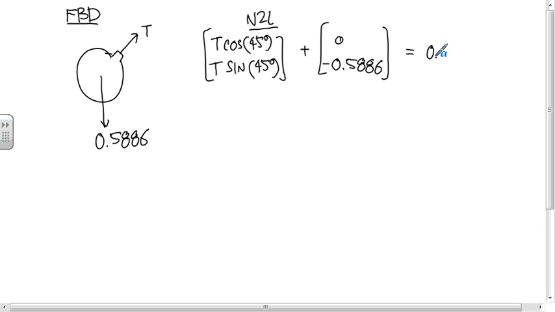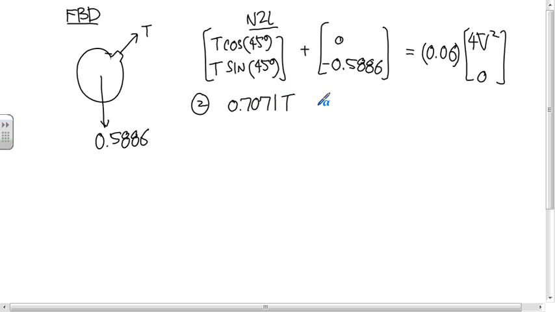So this plus 0, negative 0.5886. The mass is 0.06. And the acceleration is 4v squared, 0. So we can use the second equation. This says 0.7071 T minus 0.5886 is equal to 0. So T is equal to 0.832 newtons.